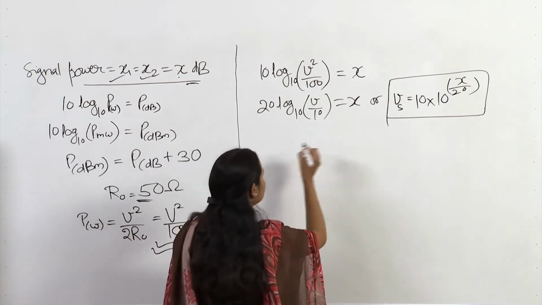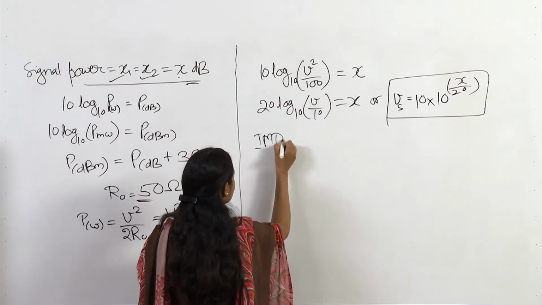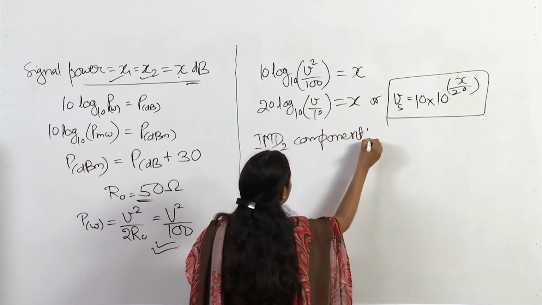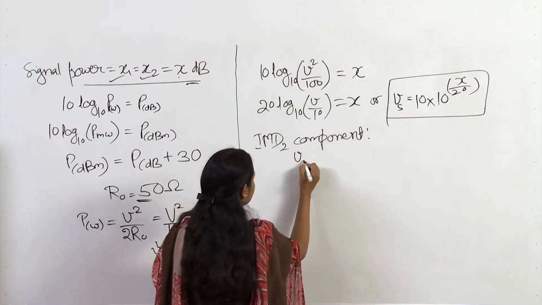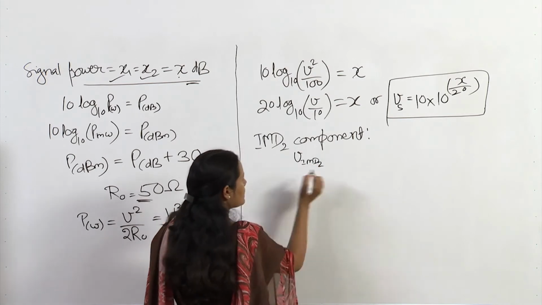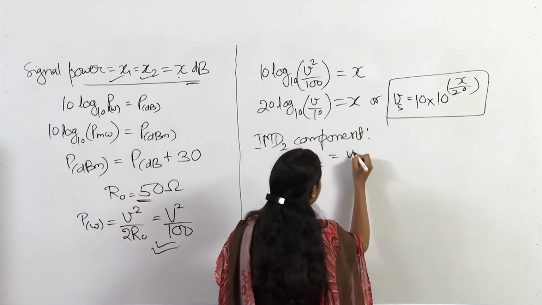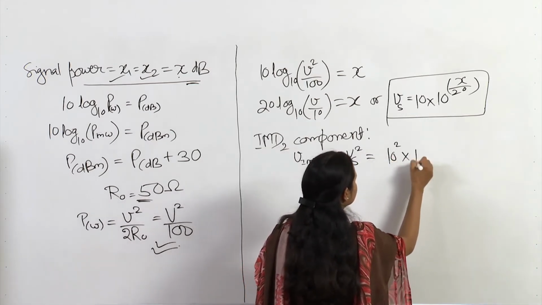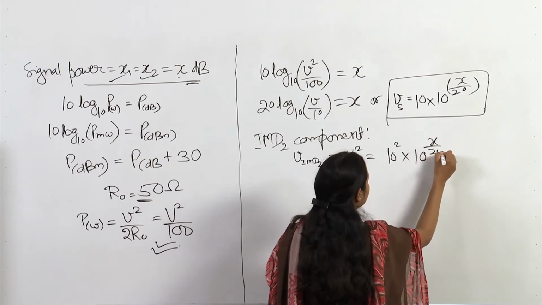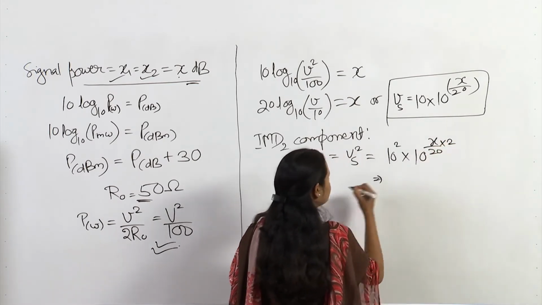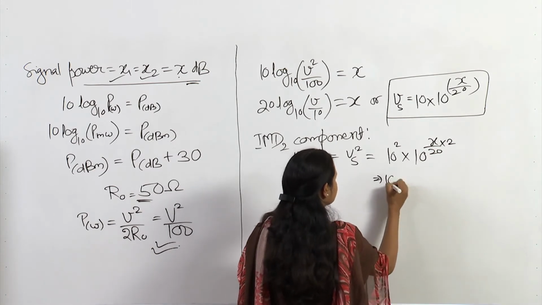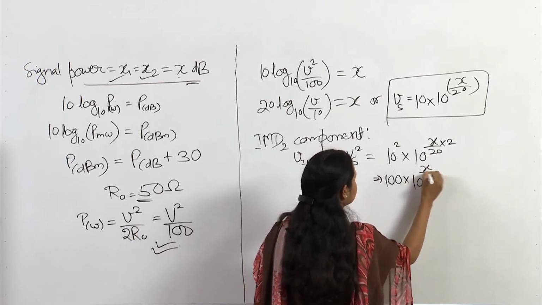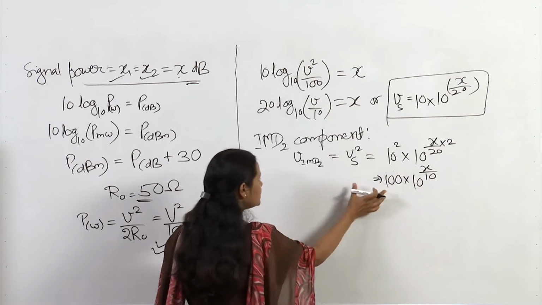Now, our IMD2 component, let us call it VIMD2, should be the square of this term Vs square. So, it will become 10 square into 10 to the power x upon 20 into 2, or I can say 100 into 10 to the power x upon 10. So, this is the voltage here.